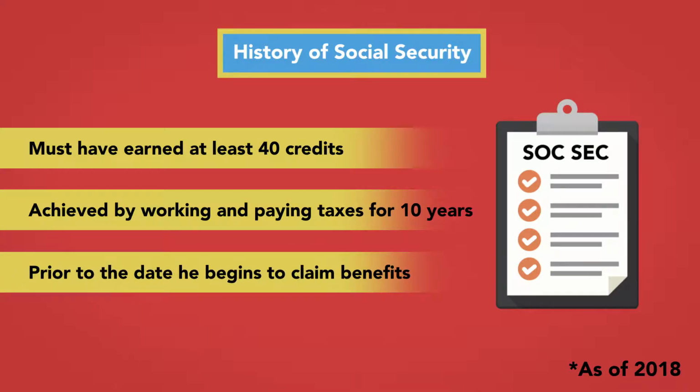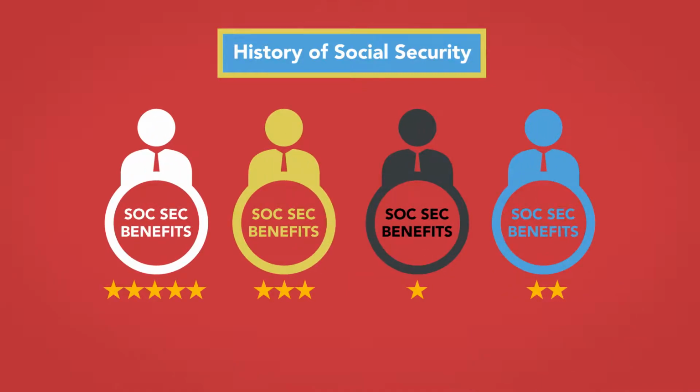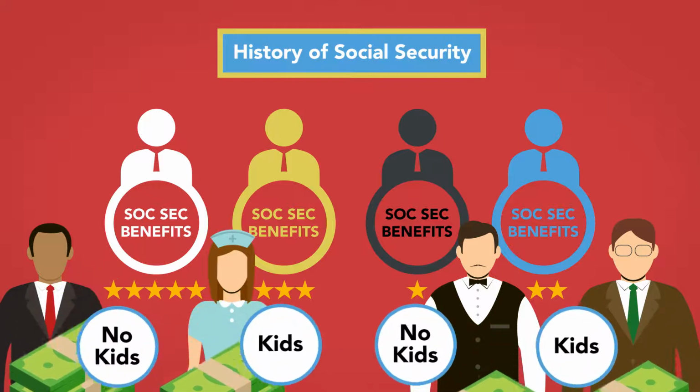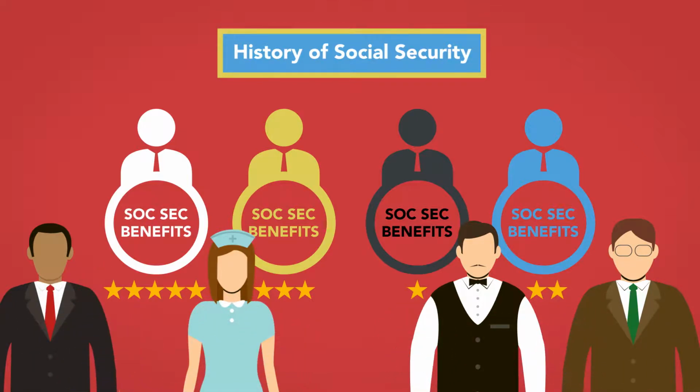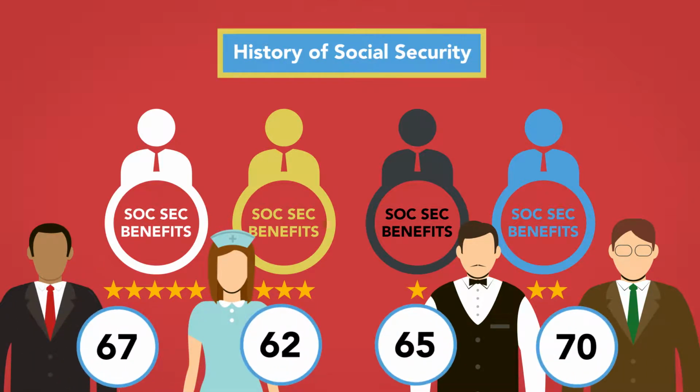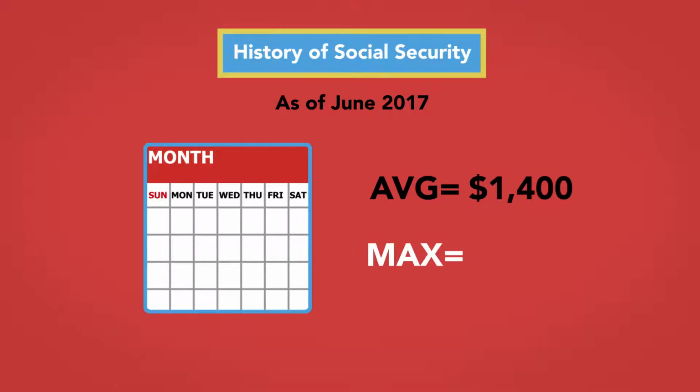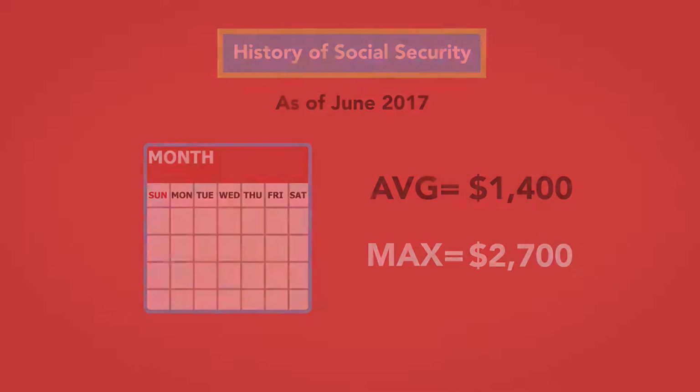Social Security benefits vary greatly based on how much Social Security tax the beneficiary has paid into the system, the person's familial status, and on the age that the beneficiary chooses to begin collecting benefits. As of June 2017, the average monthly Social Security benefit was about $1,400 for a single retired worker, with the maximum benefit being almost $2,700.